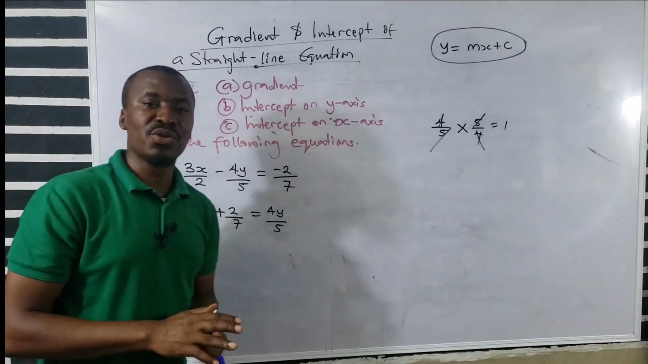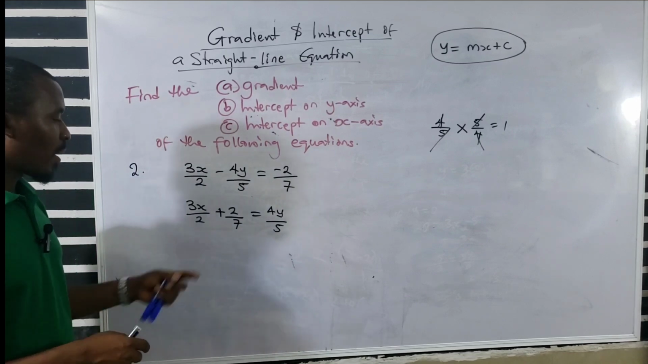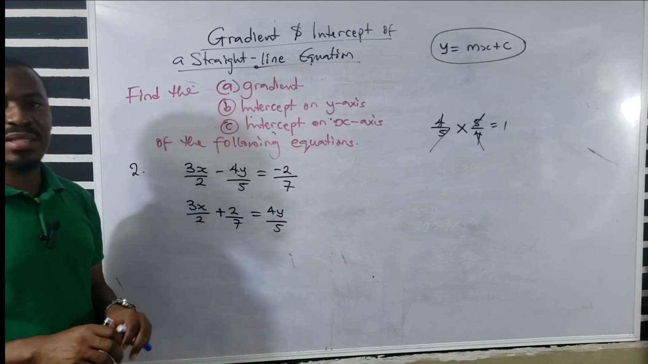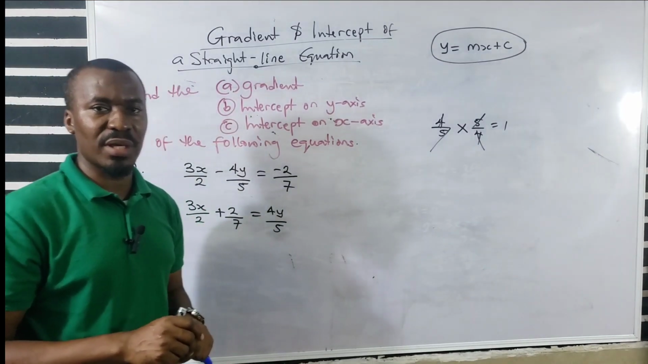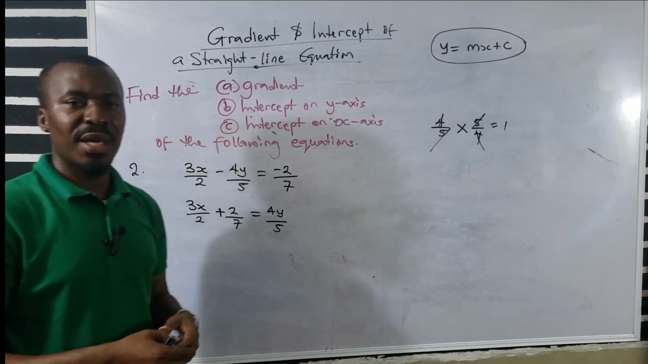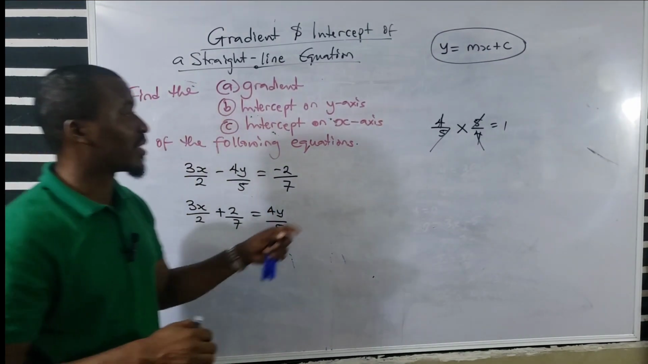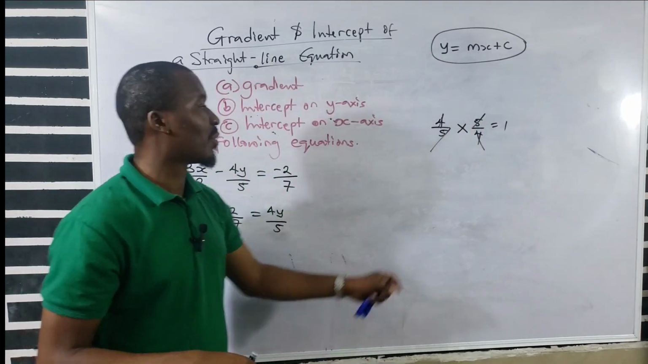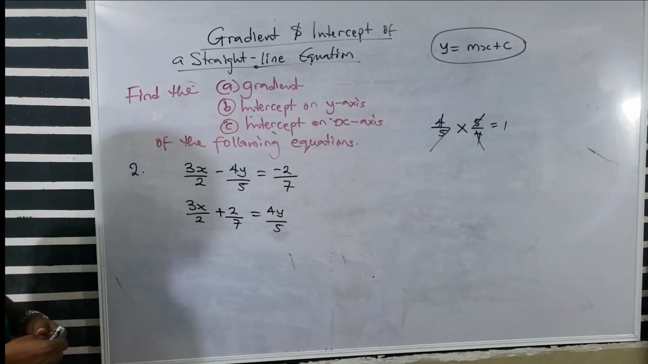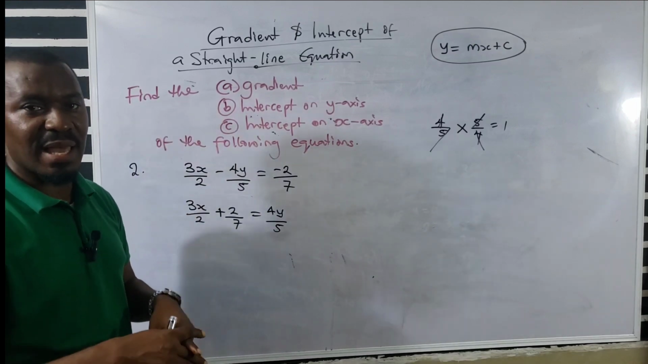But remember, that is not the only way you can remove 4 over 5. You can first of all multiply by the LCM of 2, 7, and 5. That will first eliminate the fractions. So when you remove the fractions, you now divide by the coefficient of y in order to remove the number that is attached to y. So what it means is that you have multiplied first by 5, then you have divided next by what? 4. So that's the same thing as multiplying by 5 over 4. So whichever method you decide to use, you are still going to have the same answer.